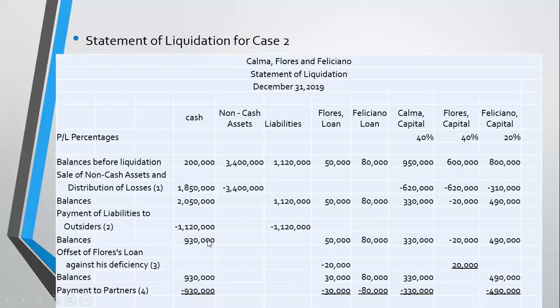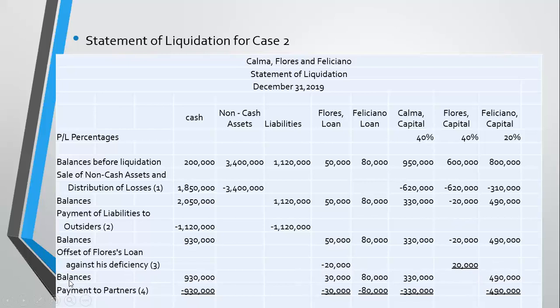So we have now 930,000 as our available cash. 50,000 si Flores. Positive ito, no? Positive, positive, and then there is negative and positive siya. So now, we're going to exercise the right of offset. Offset of Flores loan against his deficiency. So dahil meron siyang pautang sa partnership na 50,000, alisin natin yung deficiency niya. Dahil mayroon siyang capital deficiency na 20,000, i-less natin. Dahil ni-less natin dito, magiging positive naman siya dito para ma-eliminate natin yung capital deficiency niya.